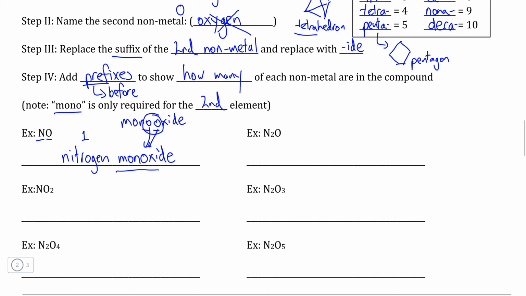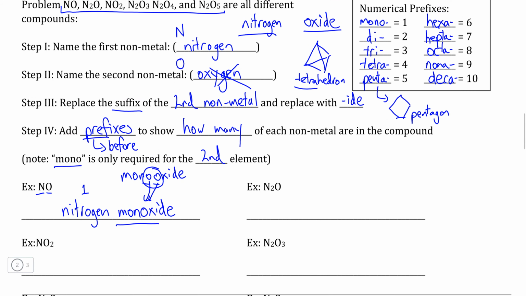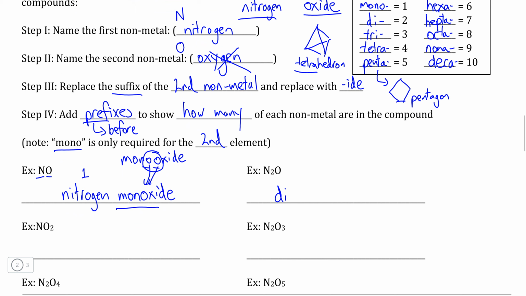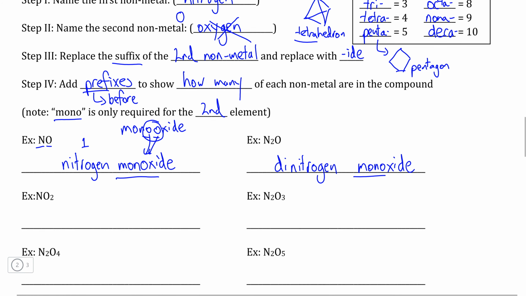If we take a look at the next example here, now we need to use the numerical prefix di because there are 2 nitrogens. So this is what we would call dinitrogen, and because there's only 1 oxygen, we write the word monoxide, or we add the mono prefix and fuse the 2 O's together to make monoxide.